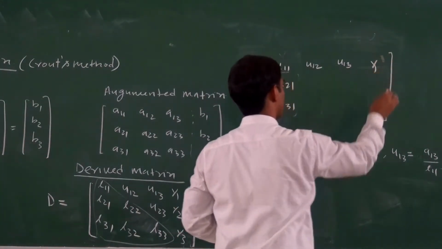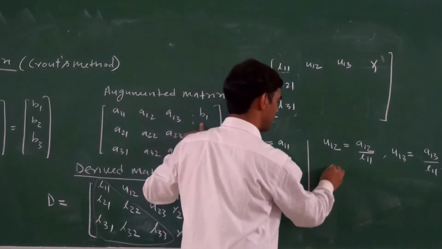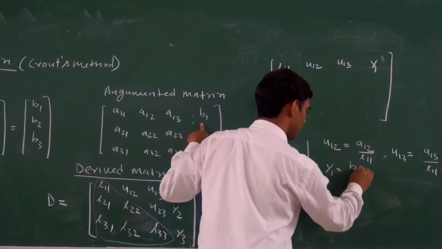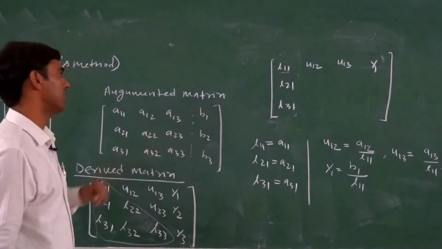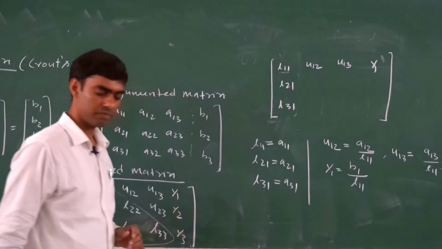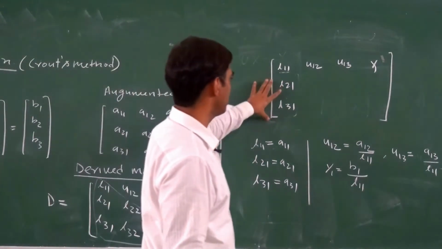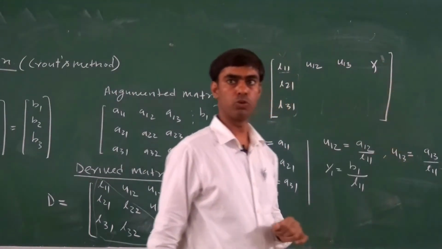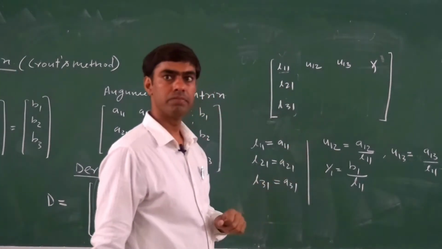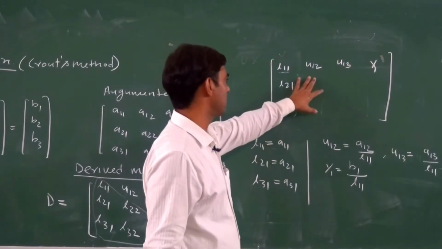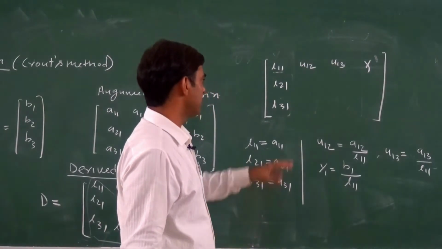Y1, now the corresponding value in the augmented matrix. What is the corresponding value in the augmented matrix? Y1 equals B1 divided by what? L11. So in this way, we find the element of the first column, then the element of the first row. Now we find the element of the second column. What are the values of the elements of the second column?